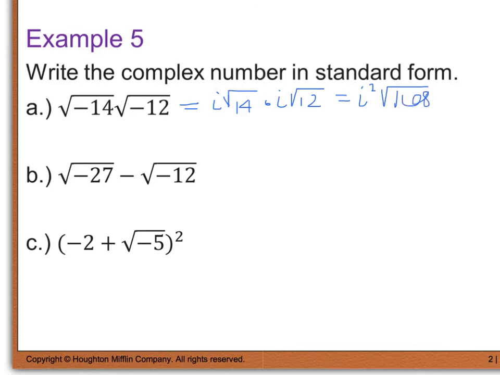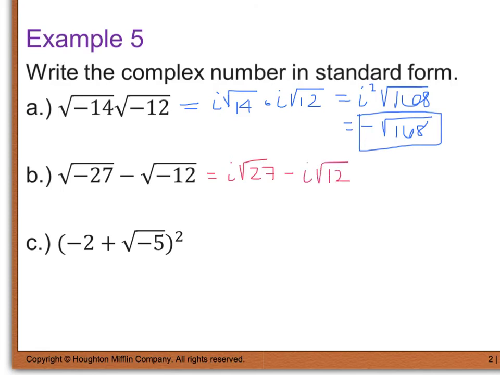So now I can rewrite this because of that i squared. I know that i squared is really a negative 1 times the square root of 168. And you can go and further reduce that square root of 168 if you'd like, or you can leave it like that. Now for part B, I'm going to rewrite these as i times the square root of 27 minus i times the square root of 12.